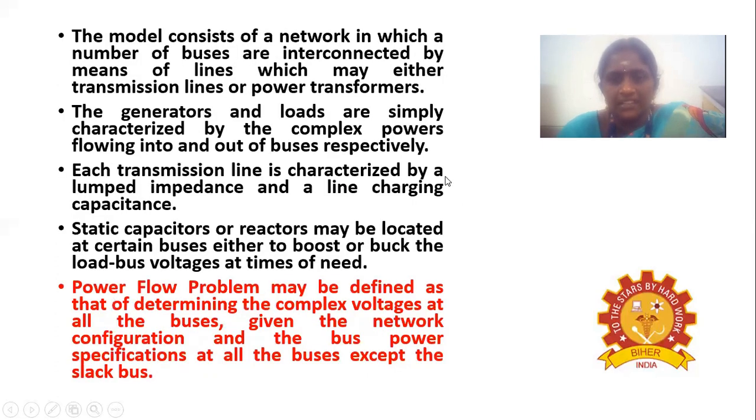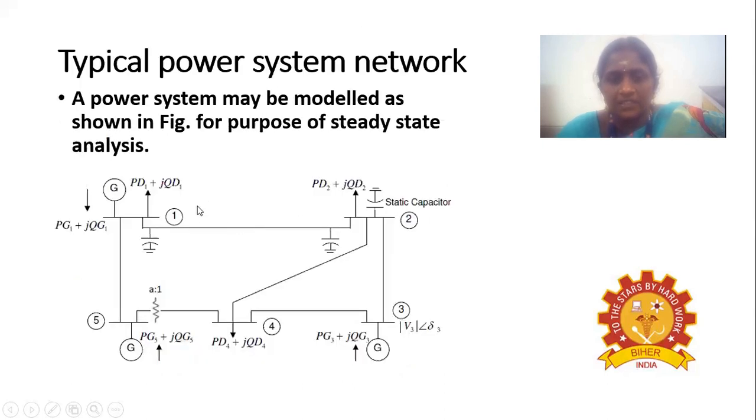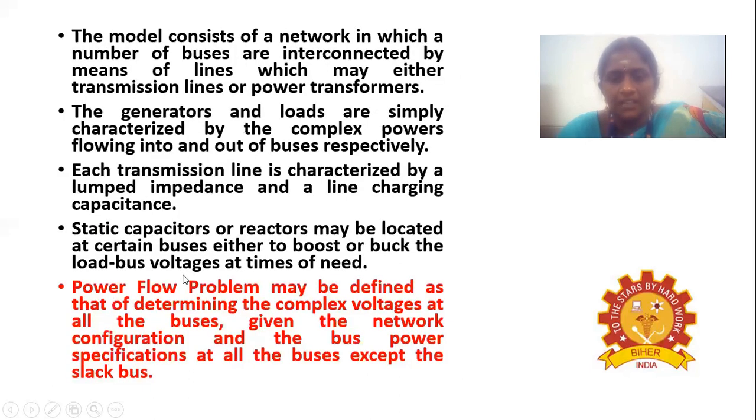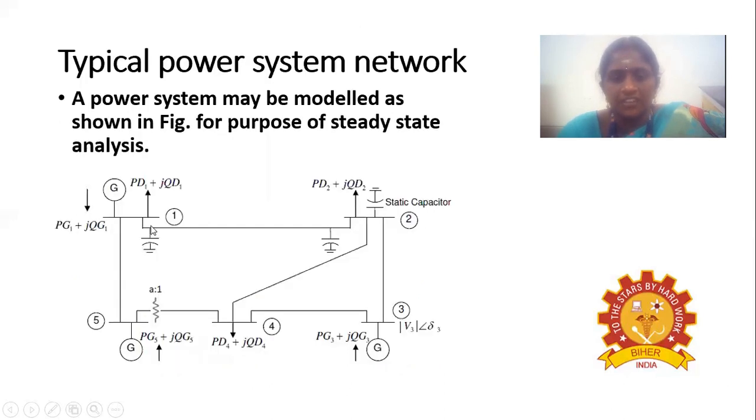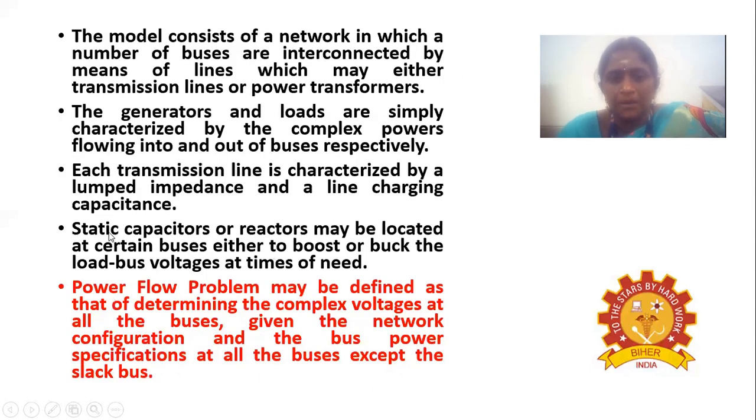Each transmission line is characterized by a lumped impedance and a line charging capacitance. So static capacitors or reactors may be located at certain buses either to boost or buck the load voltage at times of need. Look at the figure here. Static capacitors are connected. The main purpose of using the capacitors is to boost or buck the load bus voltage at times of need.